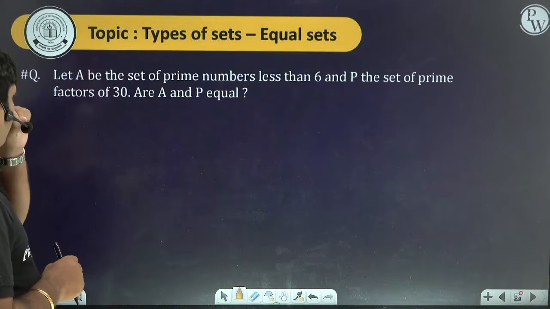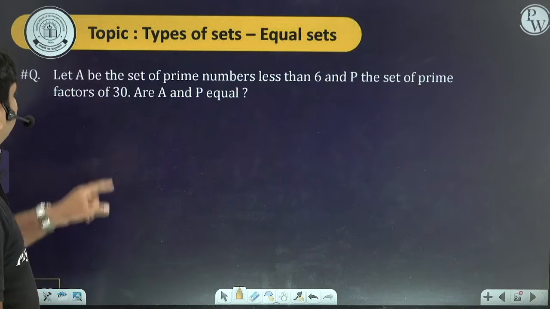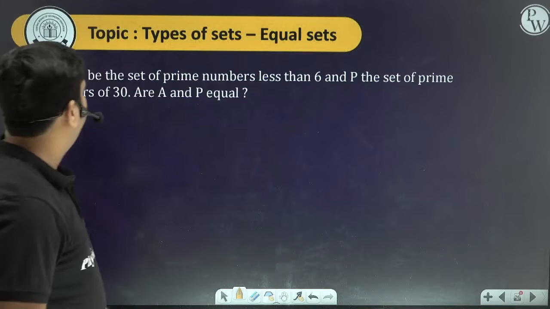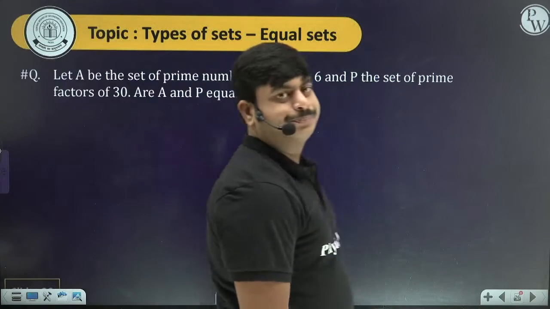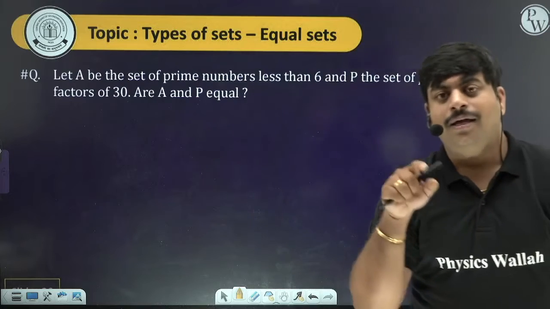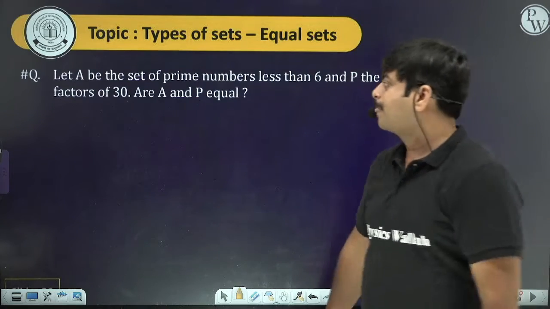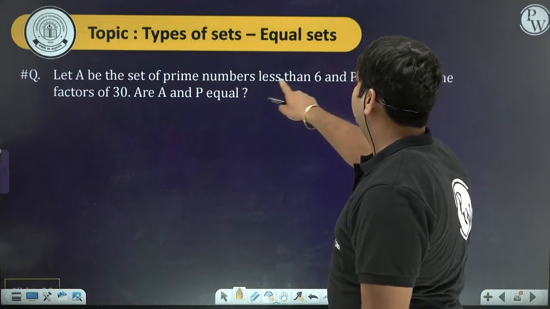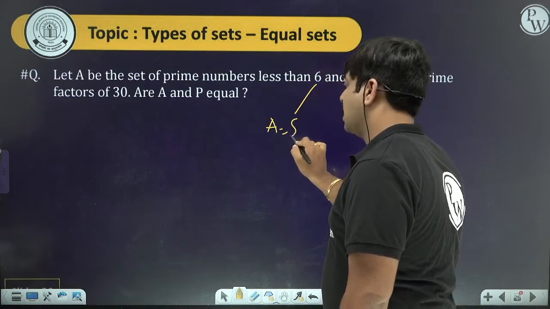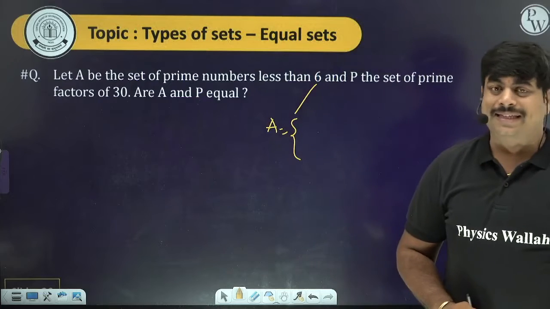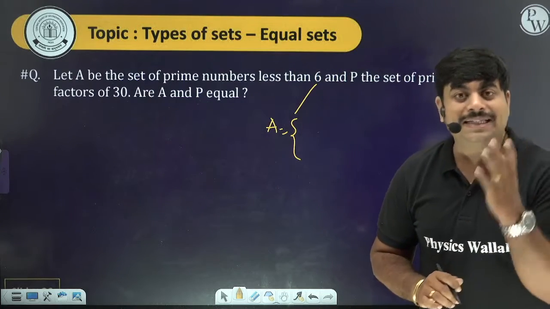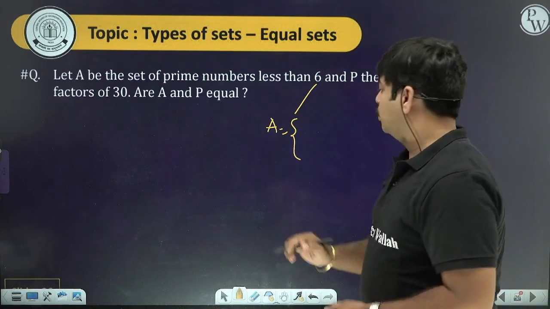Okay. Next. Let A be the set of prime numbers less than 6 and P be the set of prime factors of 30. It is not factors, it is prime factors. That means the factors which are prime numbers. Let A be the set of prime numbers less than 6. Less than 6 means, can I start with 1? No. Why? 1 is neither prime nor composite. So I need to start with 2.